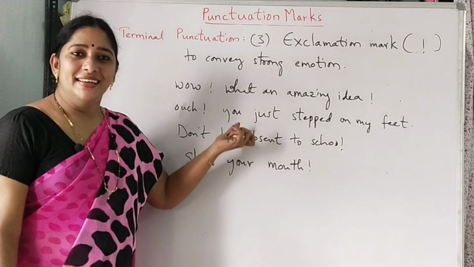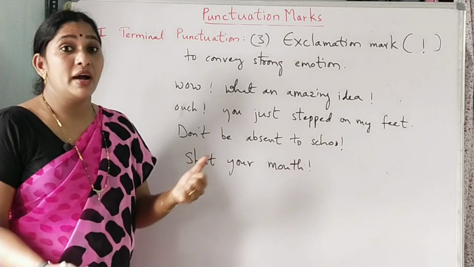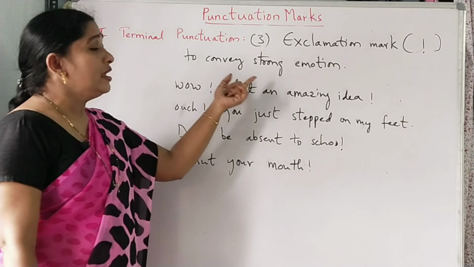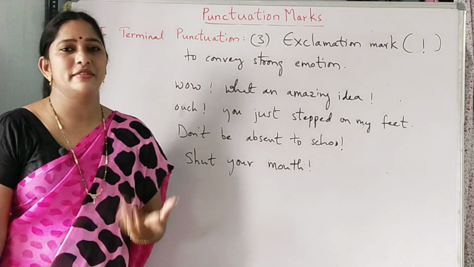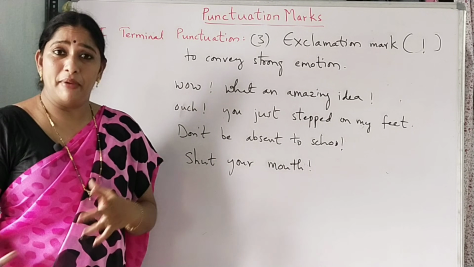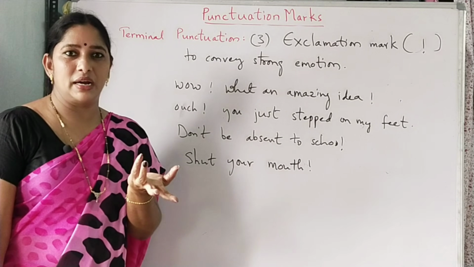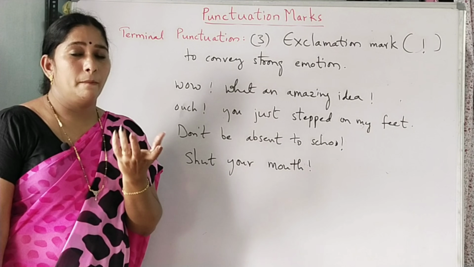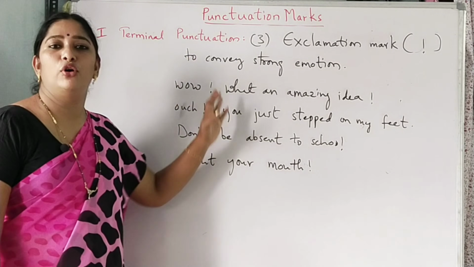And the next one, the third one, is the exclamation mark. Exclamation mark is used to convey strong emotion. Strong emotion means all of a sudden we express that. We don't plan or prepare to give that exclamatory feel or the emotion. Got it? Now I have given here 4 types of sentences.